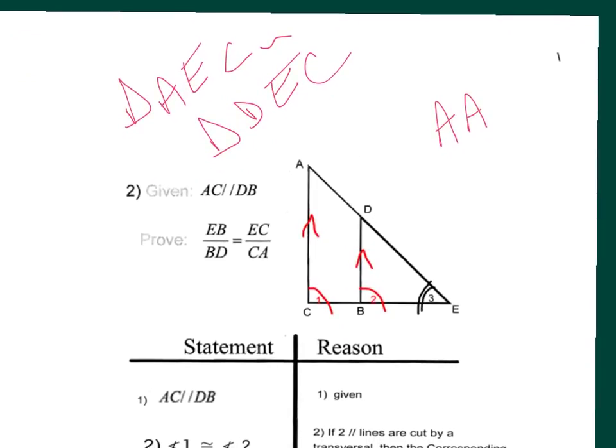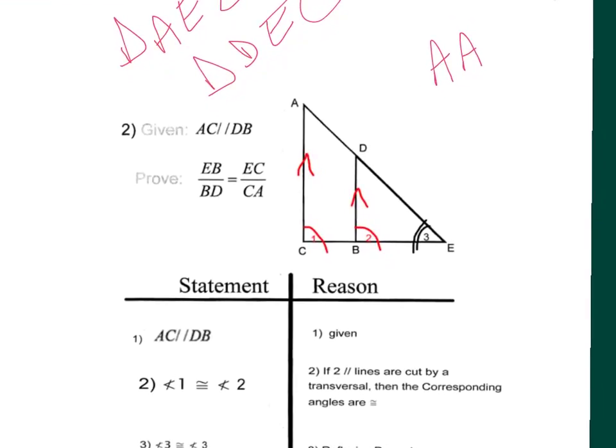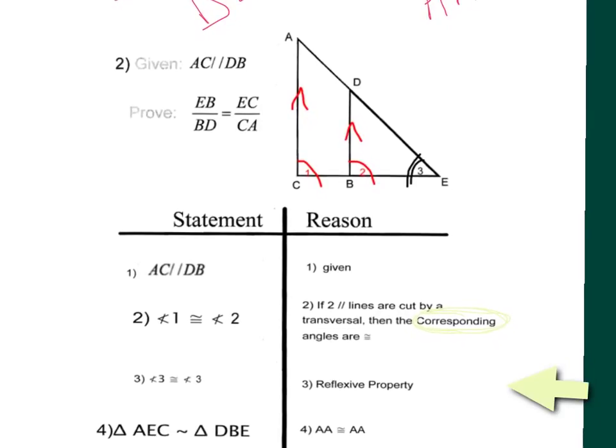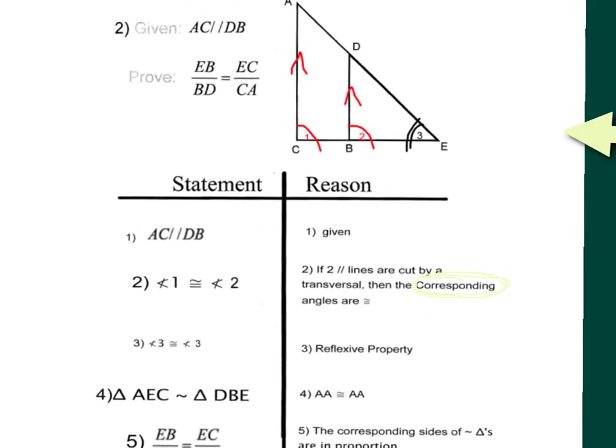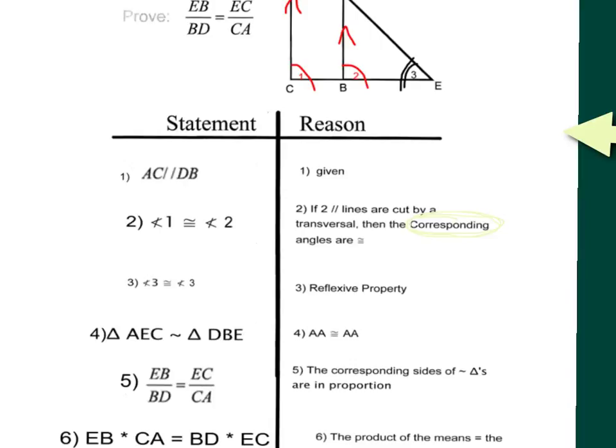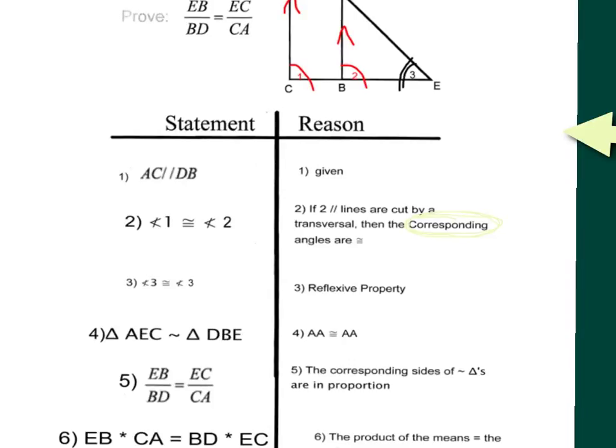So first we do parallel, because it's given. Angle 1 is congruent to angle 2. Please make sure you notice it says the corresponding angles are congruent. So very important that you realize it's corresponding angles are congruent. So it doesn't say alternate interior, it says corresponding. The next thing, angle 3 is congruent to angle 3, and that's based on the reflexive property. Then we're going to state that the triangles are similar based on angle-angle. And then the last one, which is our new reason, that the corresponding sides of similar triangles are in proportion.